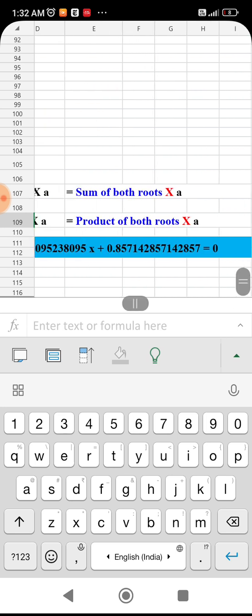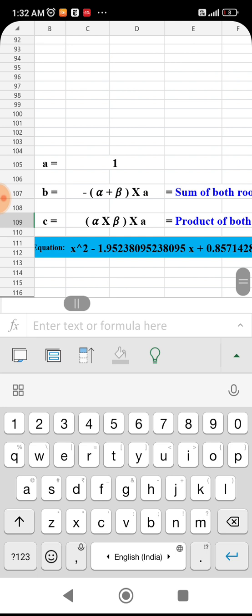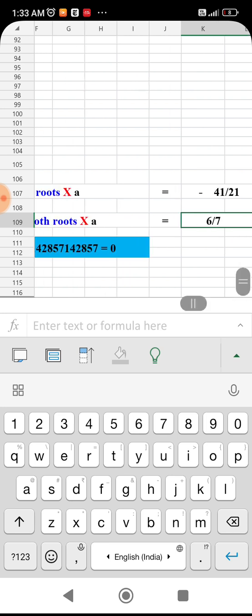So my equation will come in this way. Here we cannot represent the fractional form in a one-liner format, so it has come in the fractional form. Don't worry, in your exam copy you just write in this way: x square minus 41 upon 21x plus 6/7 equals 0. Just write in this way, you will get full marks. Don't worry.